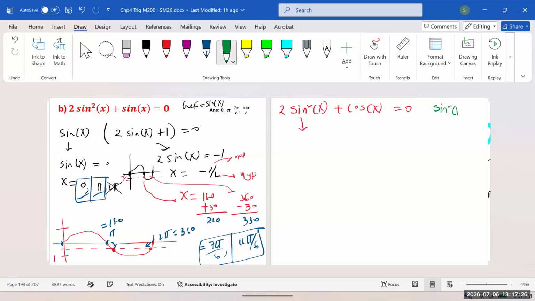The identity is sine square plus cosine square equals 1. We are given the sine square. If you subtract cosine square from both sides, that tells us that sine square is actually 1 minus cosine square. We use the Pythagorean identity. We can convert this sine square into 1 minus cosine square.